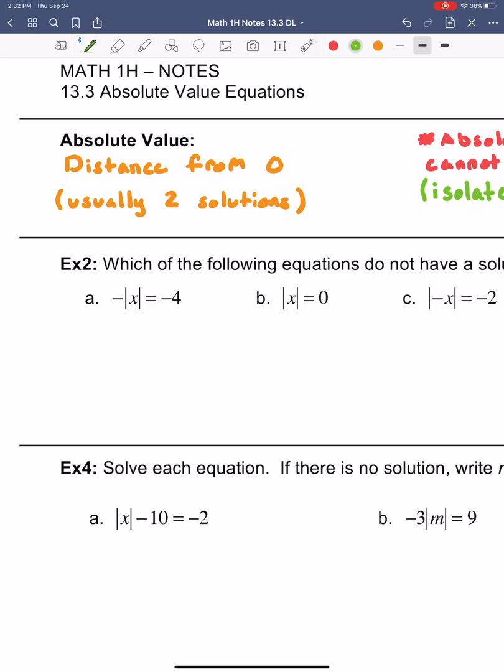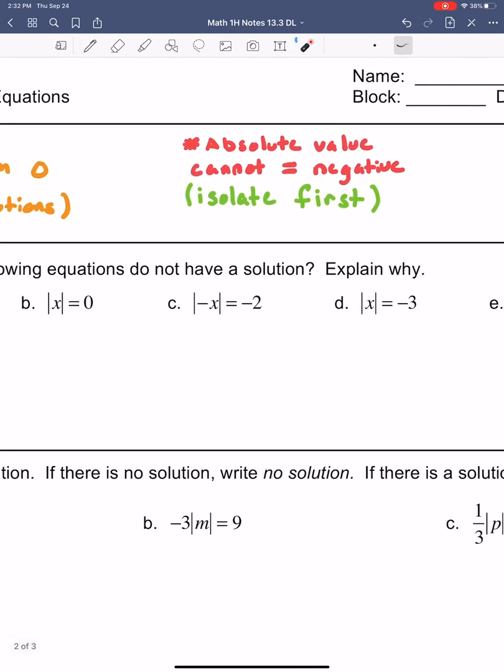Well, that could be 3 and that could be -3, right? They're both 3 units away from 0. So oftentimes with absolute value, you're going to end up with two solutions because they're asking you for the distance from 0. And since this is a distance, we're not going to be able to have any negative numbers. So absolute value cannot equal a negative number, because that wouldn't make sense, to have a negative distance.